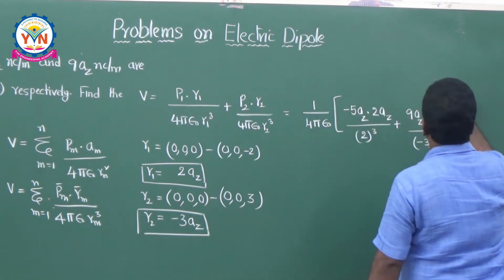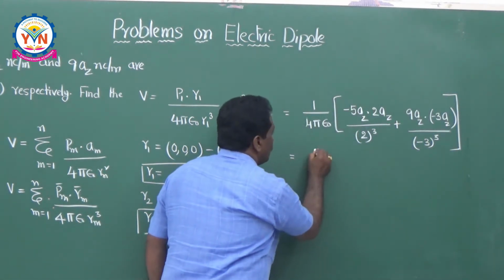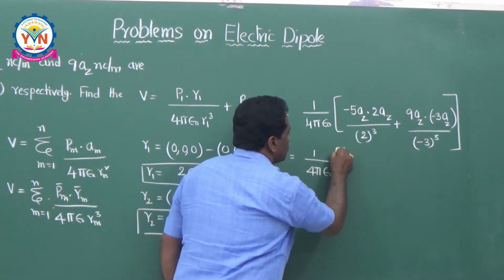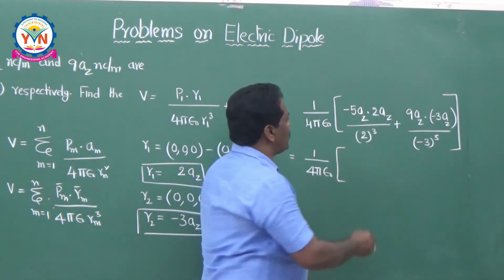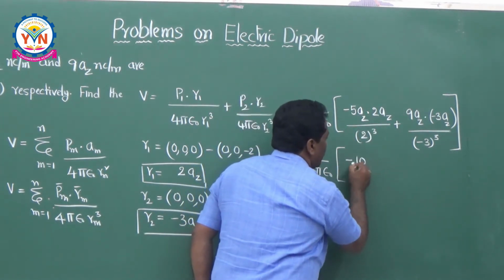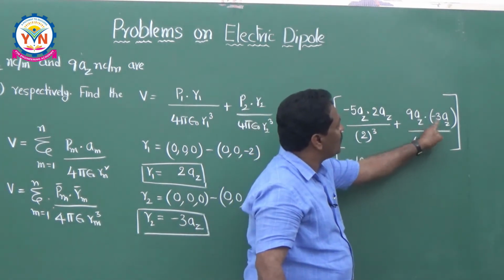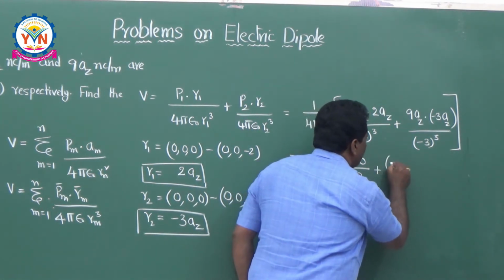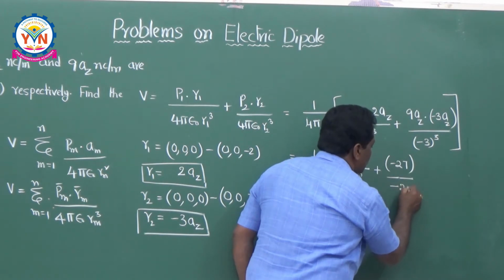So this is the way of substituting. Then this is equal to 1 by 4 pi epsilon naught into Az dot Az, which becomes 1, so this is minus 10 divided by 8. And Az dot Az is also 1, so plus 9 into minus 3, which is minus 27, divided by minus 27.